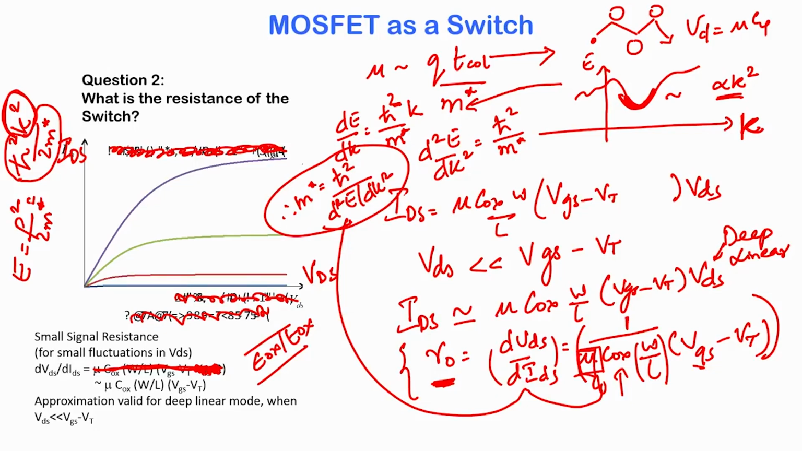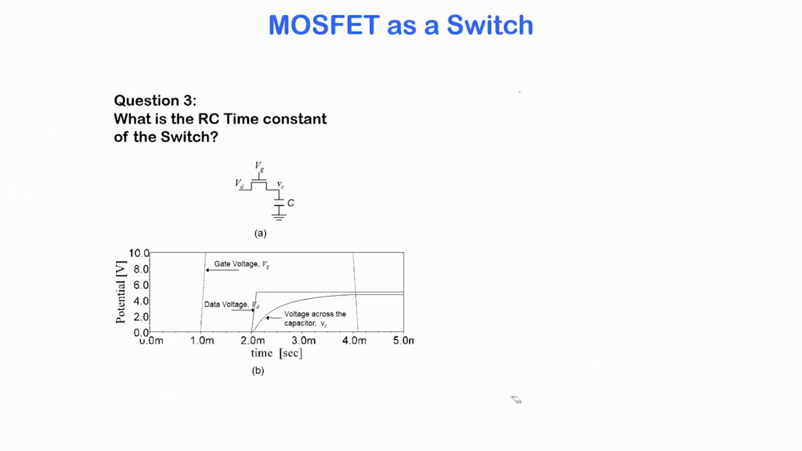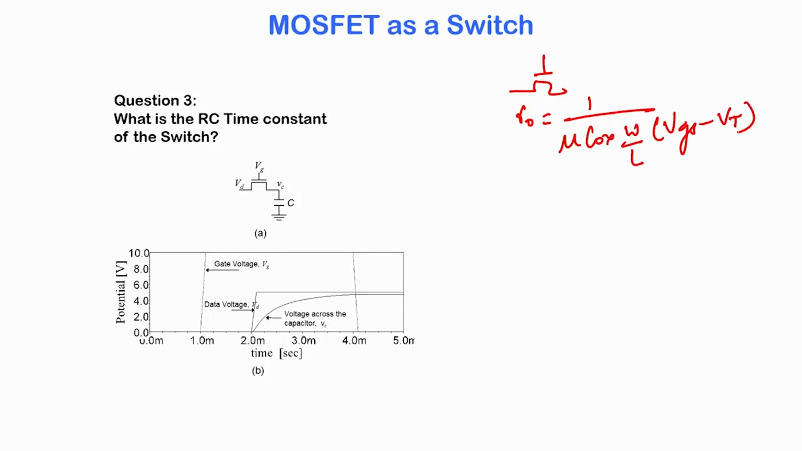Of course, it is an introductory course in some sense, but nevertheless it has got a lot of valuable messages in its content. Okay. So, now let us move on. We have answered this question, which is what is the resistance of the switch. So, we know that we are going to use the MOSFET as a switch, and we know that it has got a resistance of 1 by mu Cox W over L into VGS minus VT.